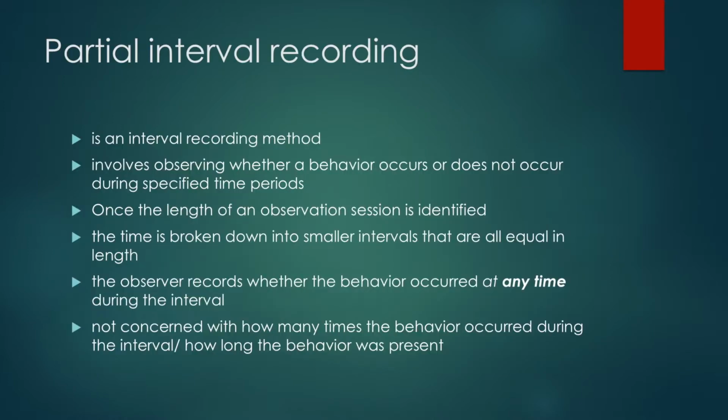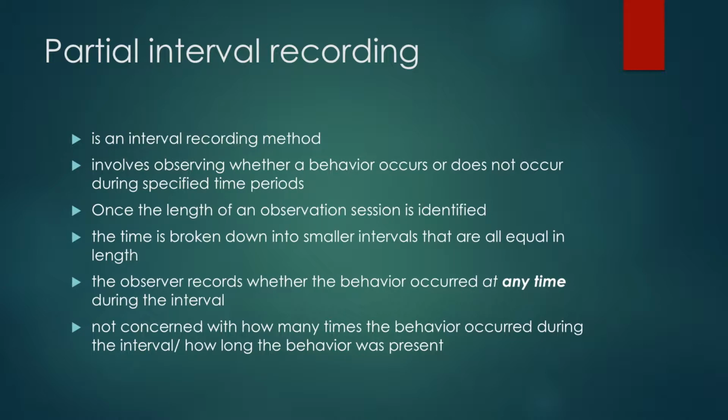So let's get started. First of all, what is partial interval recording? It is an interval recording method. An interval recording strategy involves observing whether a behavior occurs or does not occur during a specified period of time. Once the length of an observation session is identified, the time is broken down into smaller intervals that are all equal in length. When using partial interval recording, the observer records whether the behavior occurred at any time during the interval.